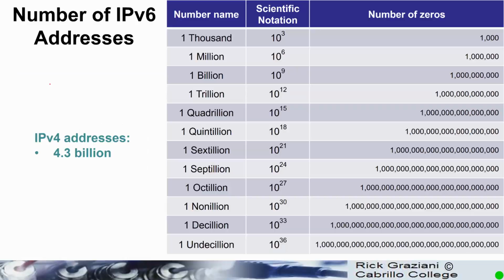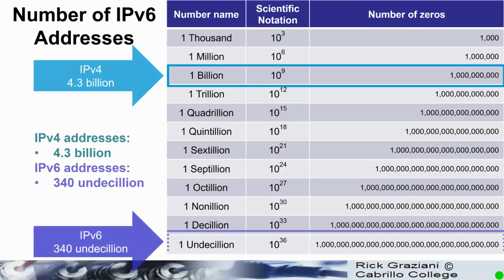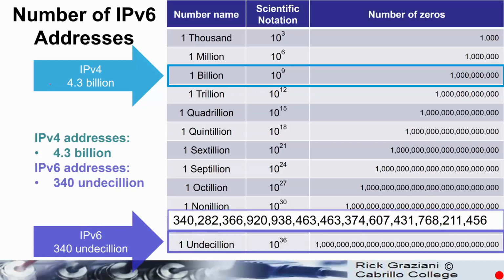So let's look at the number of addresses. With IPv4, we had roughly 4 billion. With IPv6, we have 340 undecillion. In reality, that's 340 undecillion, 282 decillion, 366 nonillion, 920 octillion, 938 septillion, 463 sextillion, then quintillion, then quadrillion, then trillion, then billion, then million.